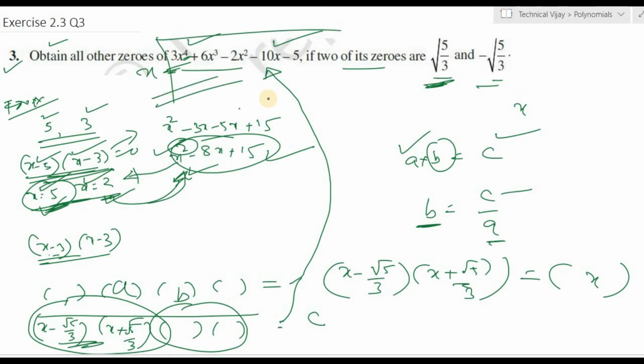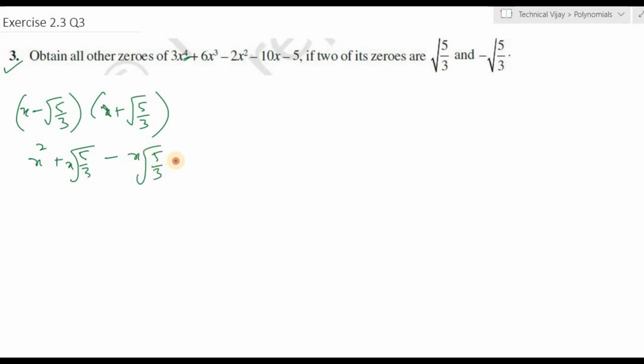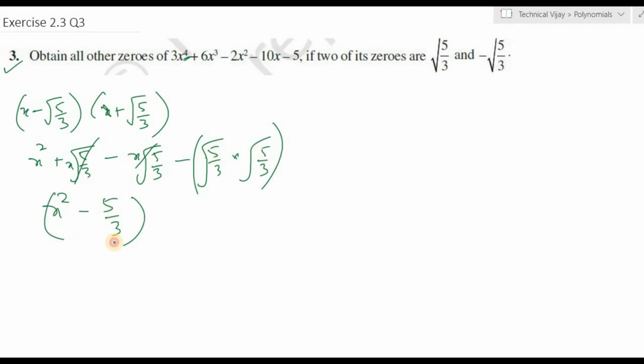Okay, we will solve now. So first we will calculate the product, x minus root 5 by 3 into x plus root 5 by 3. So x into x is x square, plus x into root 5 by 3, minus x into root 5 by 3, minus into plus is minus, root 5 by 3 into root 5 by 3. So here this gets cancelled, root into root gets cancelled, and x square minus 5 by 3 is only remaining. So this is the product of this one.